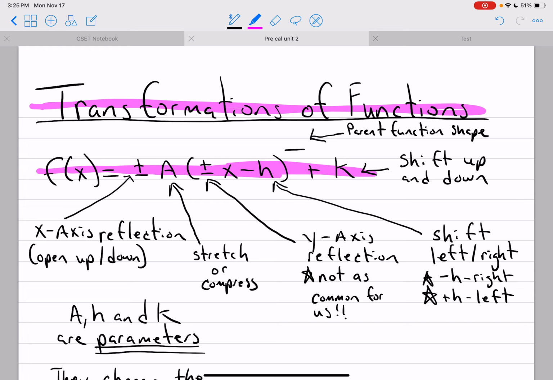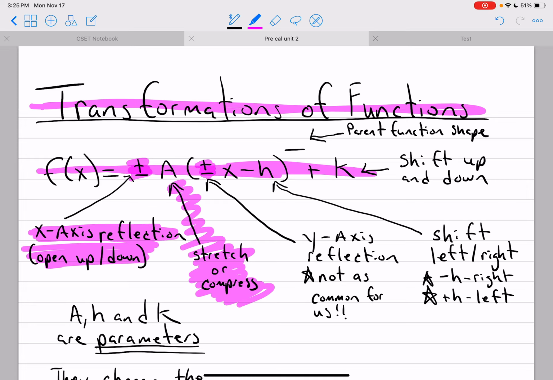So each of those things have a way that they affect the graph. So this plus or minus right here does an x-axis reflection. Maybe it makes it open upwards or downwards, okay? But it reflects it over the x-axis. The a value is a stretch or a compress. A bigger number is a stretch, a smaller number is a compress.